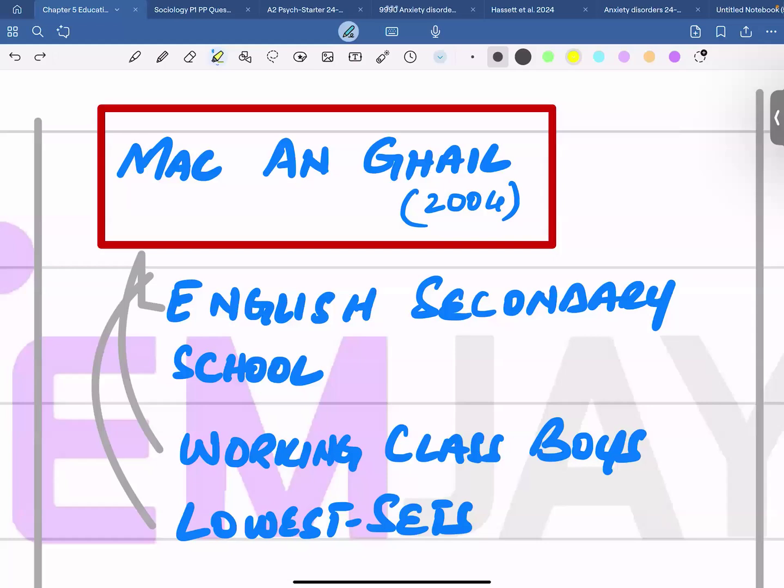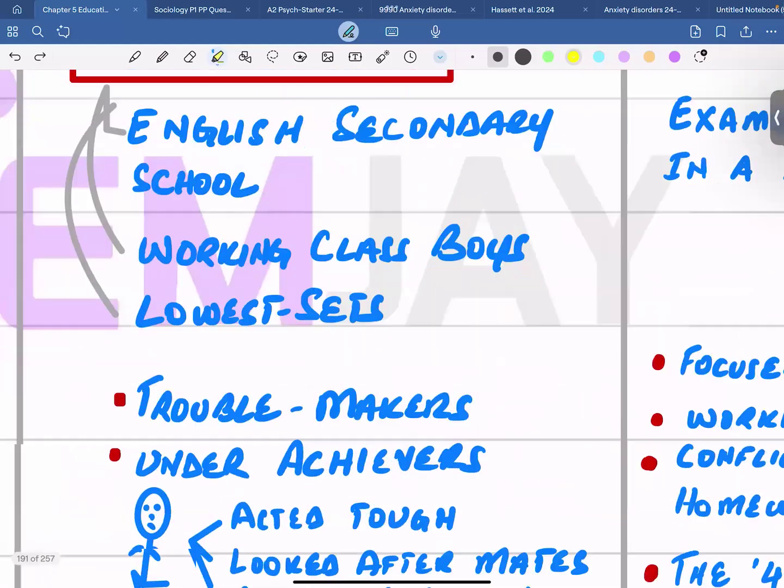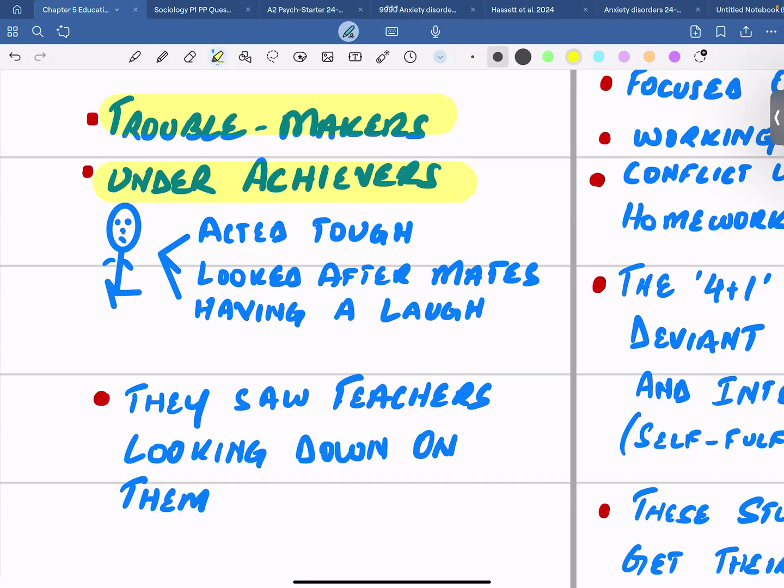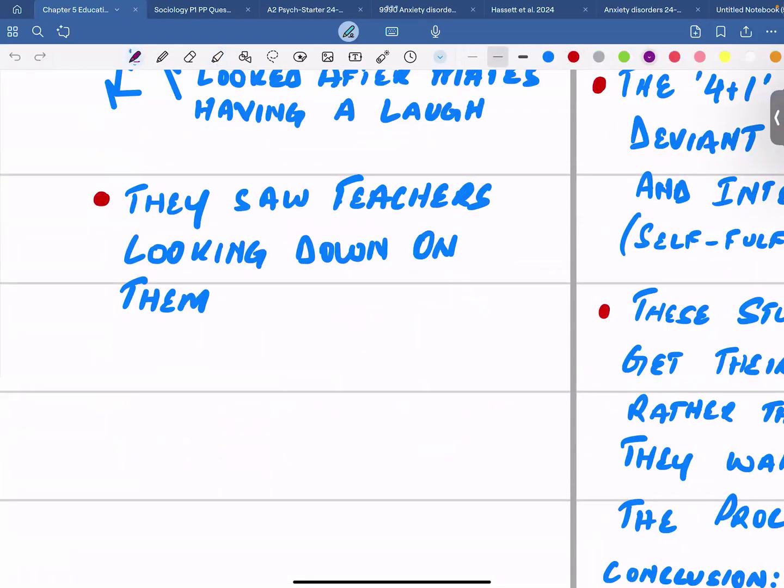So moving on, if we speak about Mac and Gale over here, this research was conducted in the year 2004. This was conducted in an English secondary school. The students over here were from a working class origin, and they belonged to the lowest of sets. These young boys had a pupil subculture too that revolved more around troublemaking and underachievement. They loved acting tough. They looked after their mates, that is their friends, and their experience at school had more to do with having a laugh. They saw teachers looking down on them, and because they felt that the teachers were looking down on them, this in many cases resulted in not enjoying the experience at school, and in many cases this resulted in hostility.